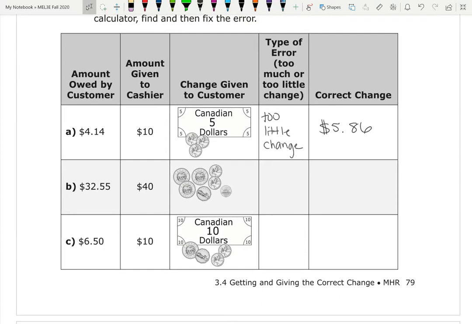Next, the customer owes you $32.55 and gives you a $40 bill. And this is 1, 2, 3 toonies, which is $6. And then a loonie, which is $7. 2 quarters, $7.55. So this is too much change. The correct change would have been $7.45.